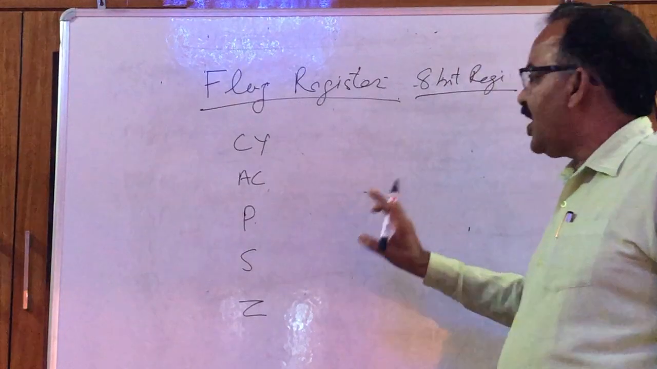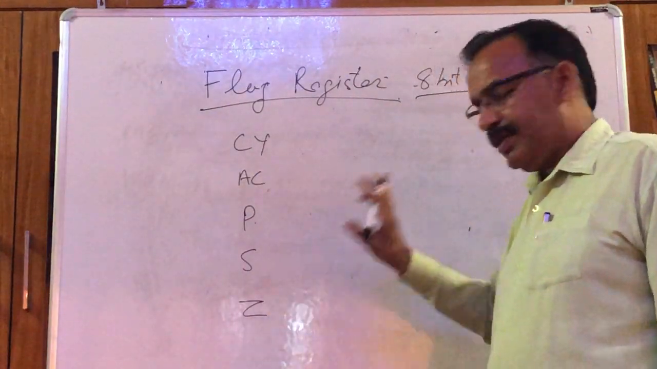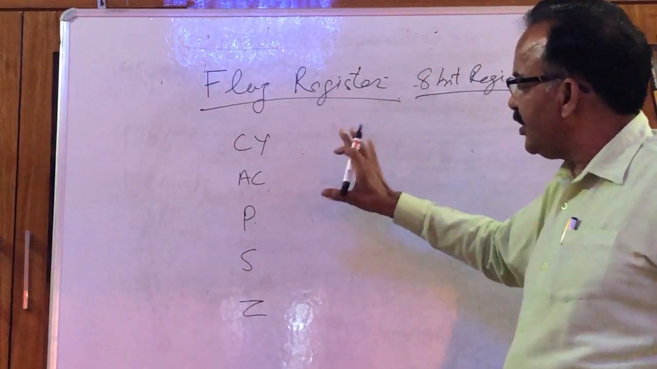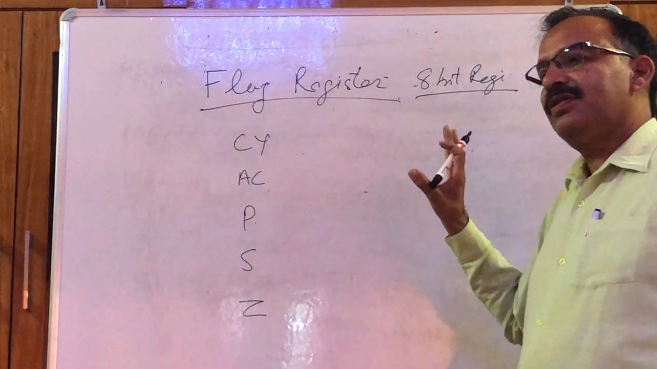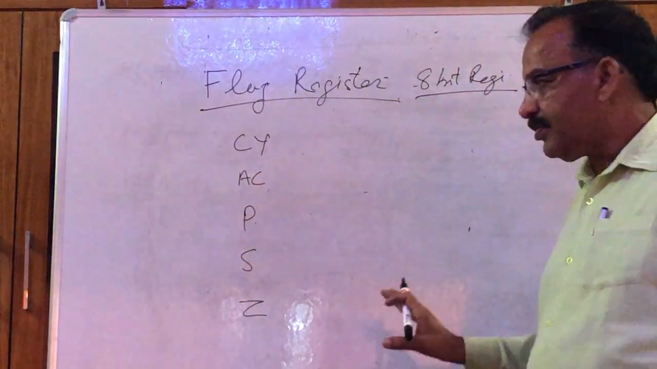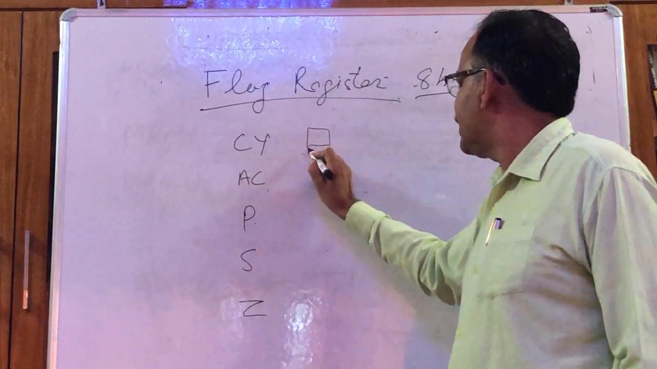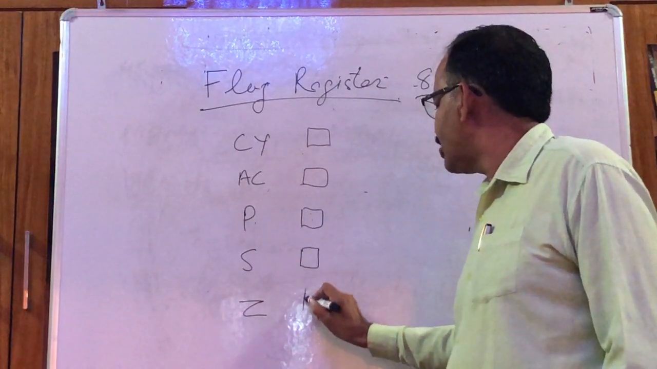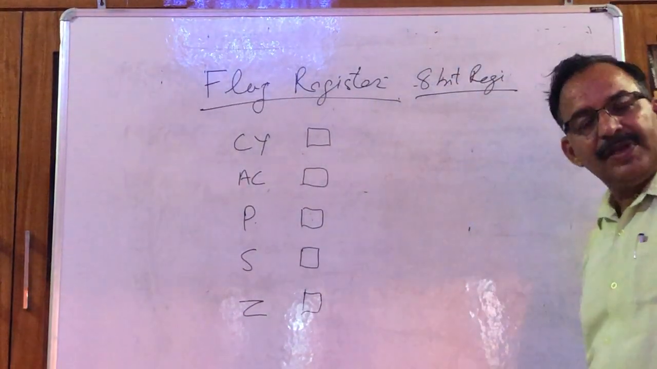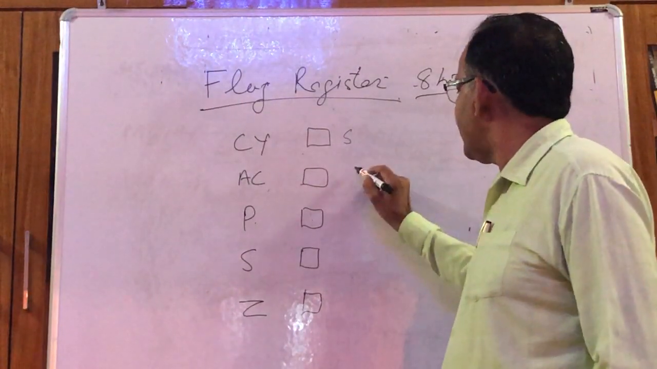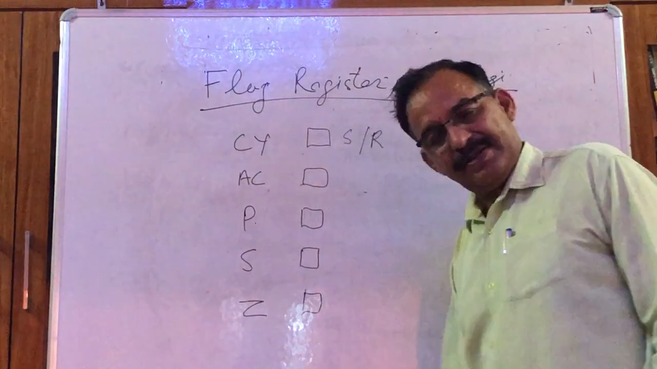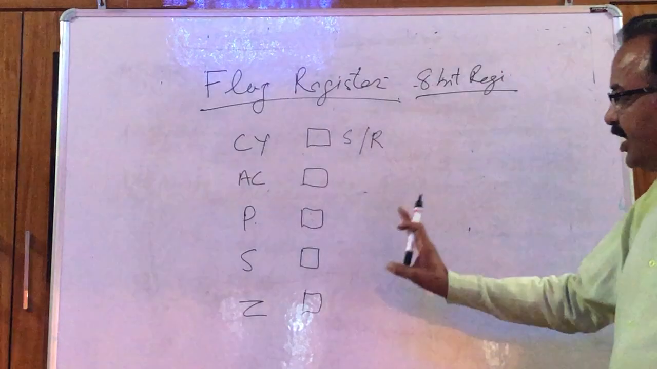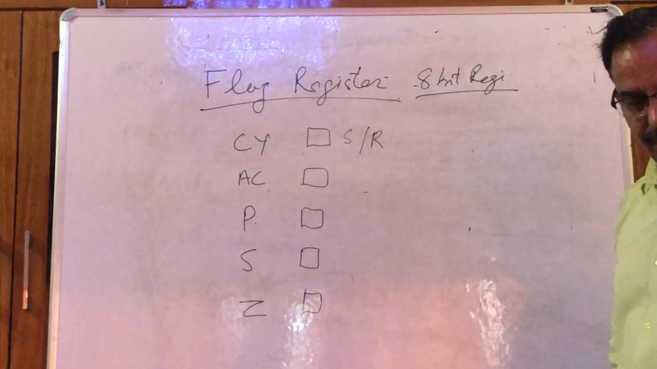These flag bits are individual flag bits. In fact, they are represented by individual flip-flops. There will be a flip-flop for each of these. The set or reset state of these individual flip-flops will reflect whether that particular condition exists or not.